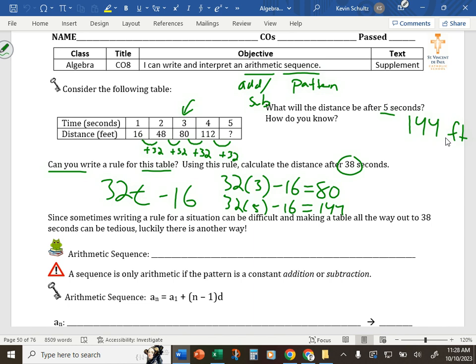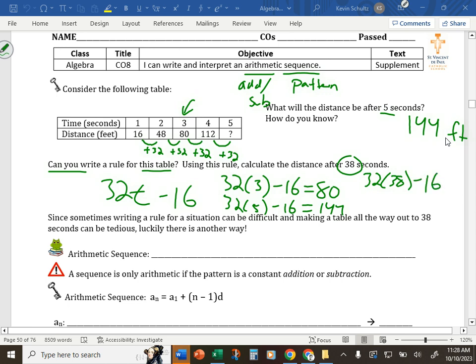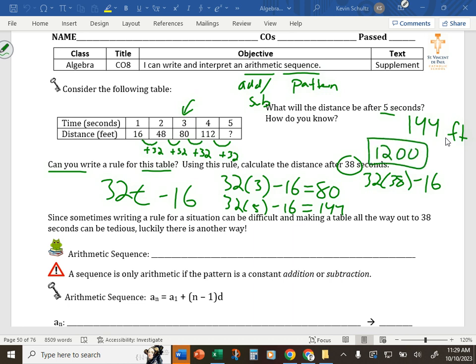That's the rule. Now, so let's solve this now. 32 times 38 seconds minus 16. Did you get that value there? Not 1,000, but you're close. What's 32 times 38 minus 16? Zoe, 1200. Okay, so after 38 seconds, the distance of this object will be 1200 feet.